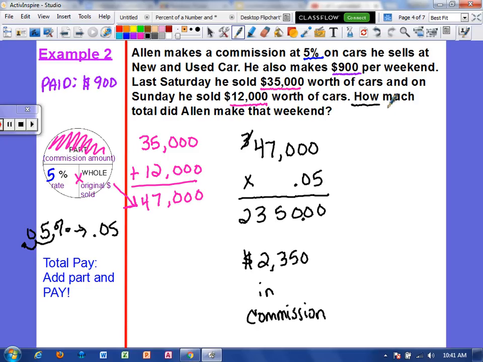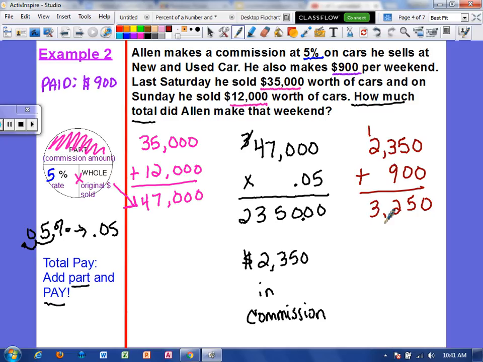Now the question wants to know how much total Alan made that weekend. Remember, whenever we find the total, we want to add the part and then how much that person was actually paid. So in commission, which is the part, we know that Alan made $2,350. And he gets paid $900 per weekend anyway, so we're going to add that to the $900 that would have been on his paycheck. And when we add that together, we get $3,250 that Alan made total.